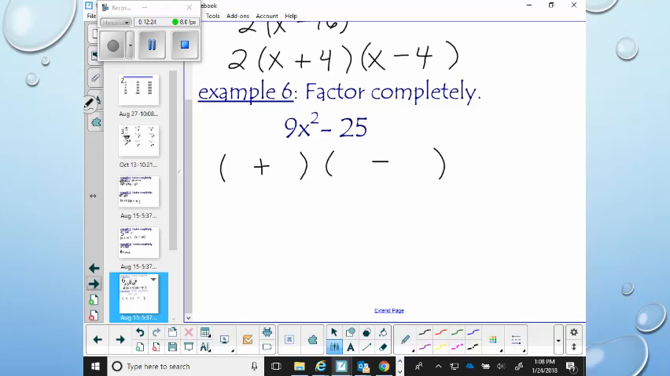Now, we've got to take the square root of both of those terms. So the square root of 9x squared is what? 3x. Square root of 9 is 3. Square root of x squared is x. So 3x. And it goes here too. What's the square root of 25? 5. 5.